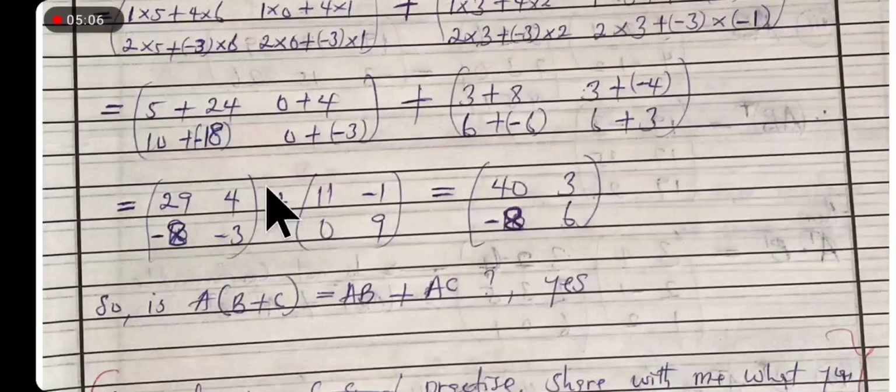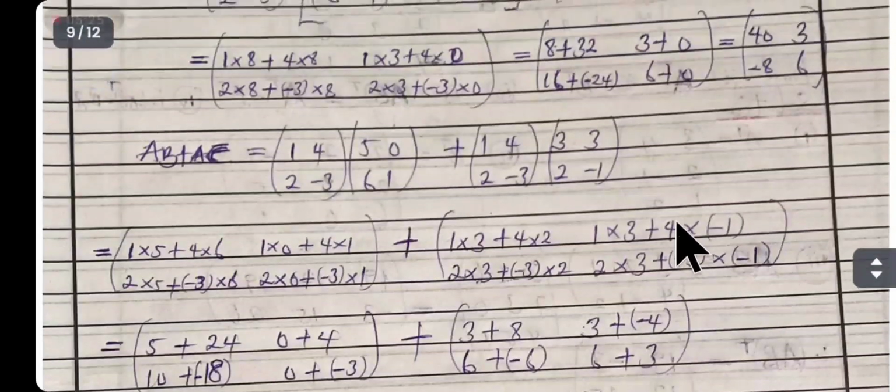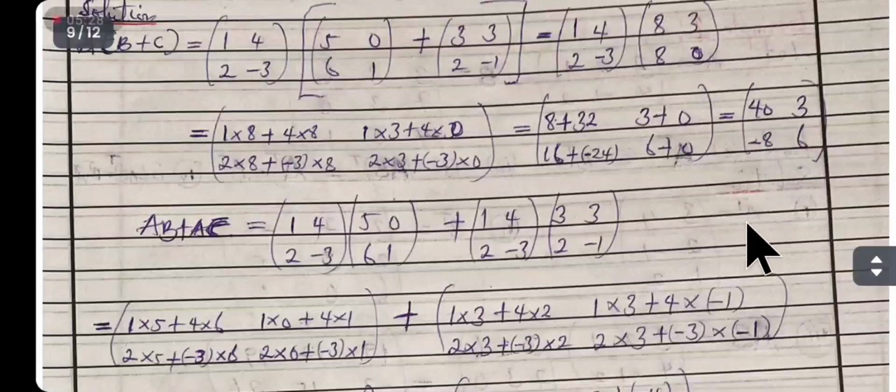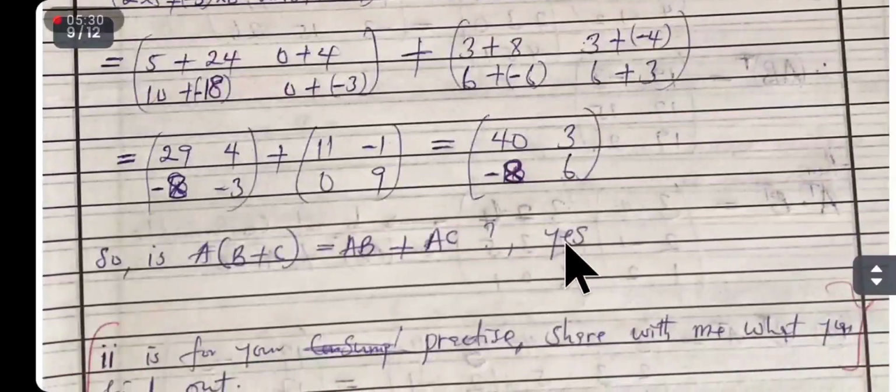Alright, add all of this together, and 29 plus 11 gives us 40. 4 plus minus 1 gives us 3. Minus 8 plus 0 gives us minus 8. Minus 3 plus 9 gives us 6. So you have 40, 3, minus 8 and 6. You discover that it is the same thing as what we have here. So the left hand side is equal to the right hand side.